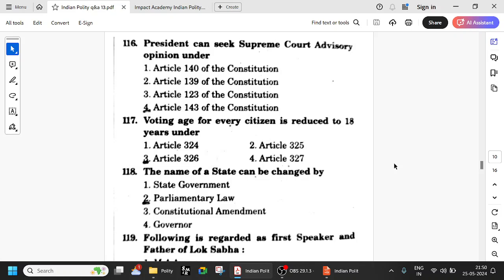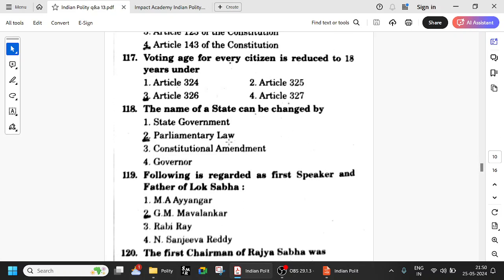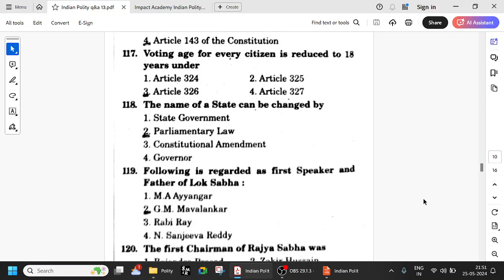The name of a state can be changed by parliamentary law. Very easy. Article 3. Just by a simple resolution, it can be changed. The name of a state doesn't require a constitutional amendment. The state government can't do it. The Governor can't do it. It should be done through a parliamentary law.